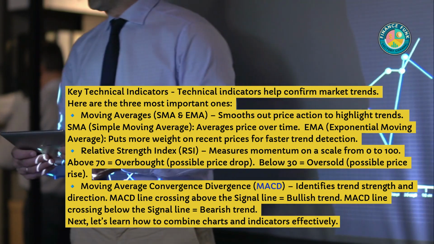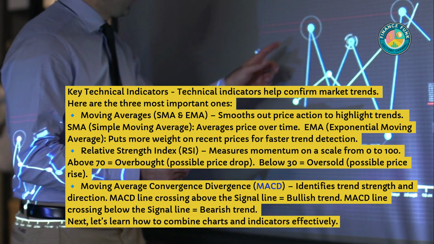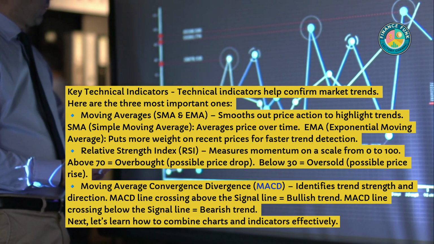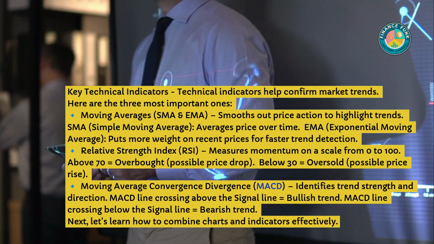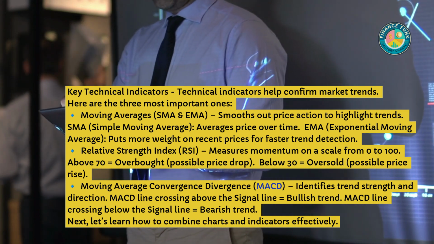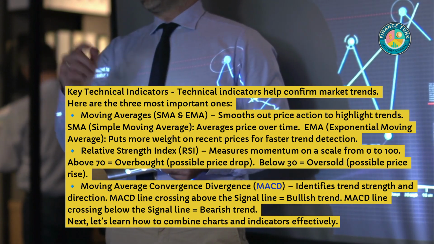Moving Average Convergence Divergence, MACD, identifies trend strength and direction. MACD line crossing above the signal line = bullish trend. MACD line crossing below the signal line = bearish trend. Next, let's learn how to combine charts and indicators effectively.